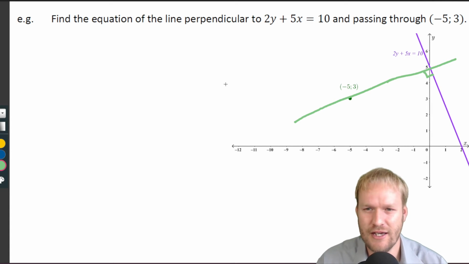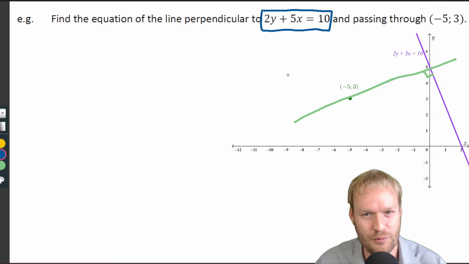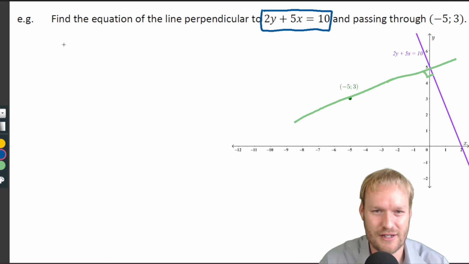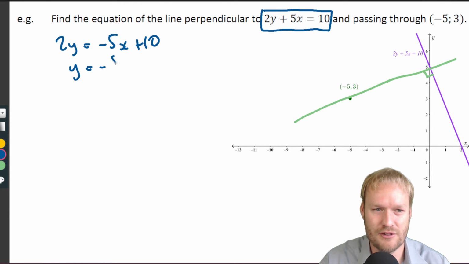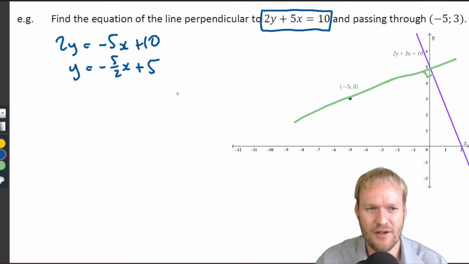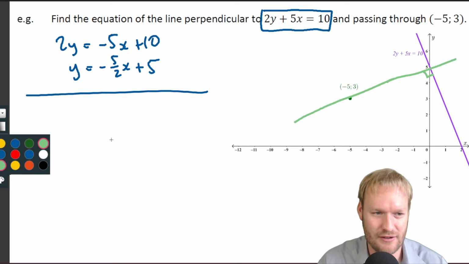Okay, so if it's perpendicular, let's take our original equation here, put it in standard form, because then we can work with the gradients. So in this case, we've got 2y = -5x + 10, y = -5/2 x + 5, I think. Okay, y-intercept 5, things look like they're matching up, negative gradient. Okay, so that's our first line.